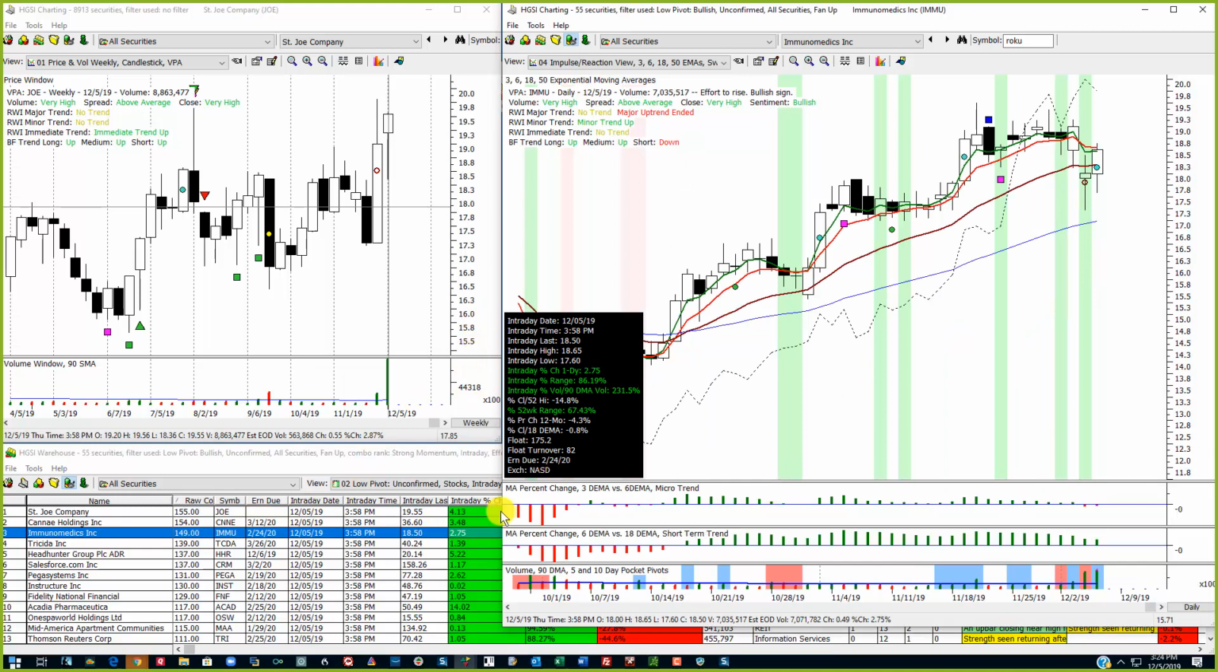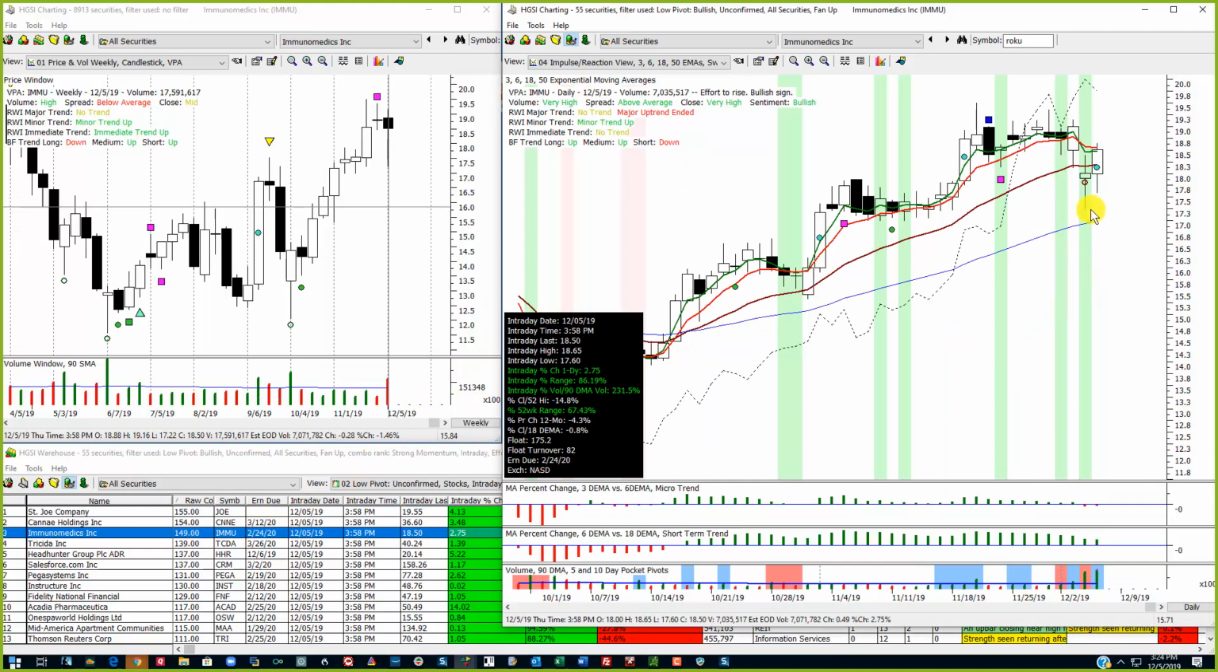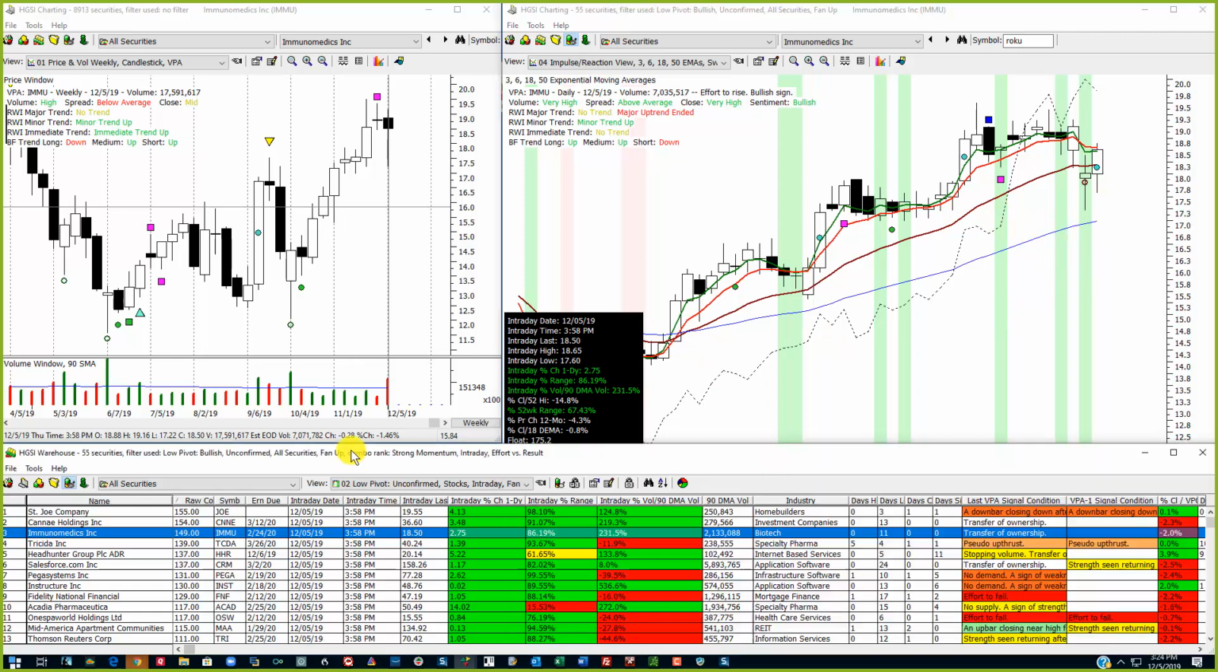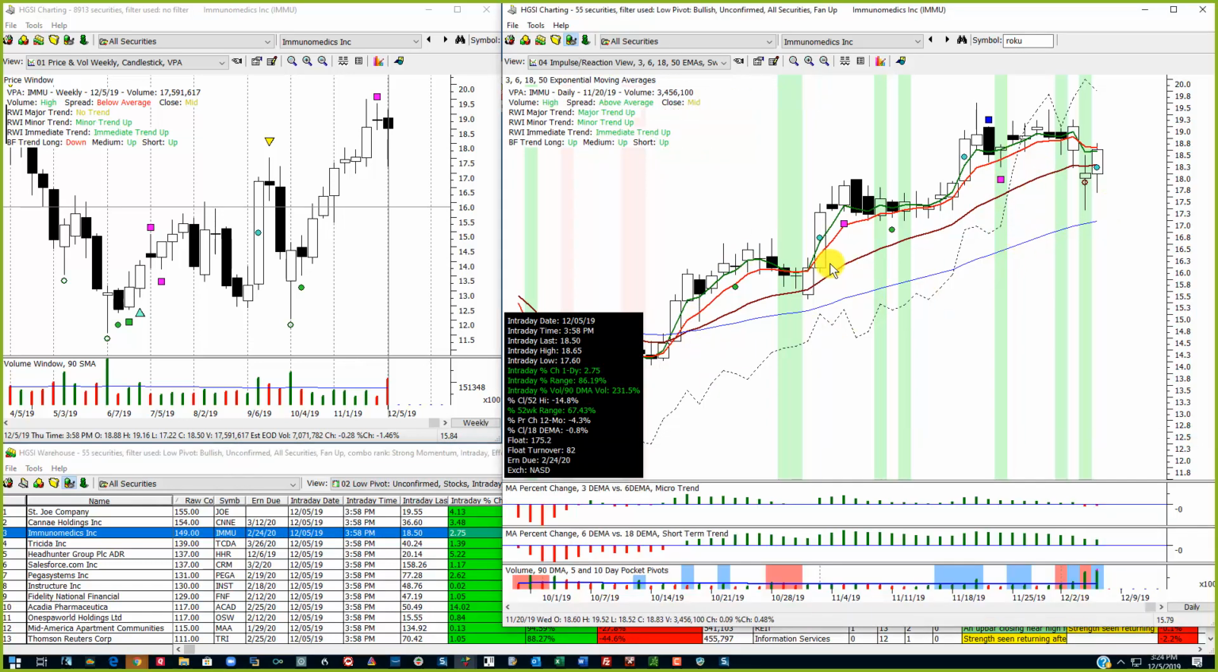Let's look at this one. So these are current pivots, Perry. Low pivot unconfirmed with a fan up. You can see this stock is moving up. It's had a little pullback. It dropped back. This red circle means it's a transfer of ownership. It was being transferred from weak hands as the wick got real low, and then the strong hands came in and started buying it. This is kind of a neutral VPA flag.